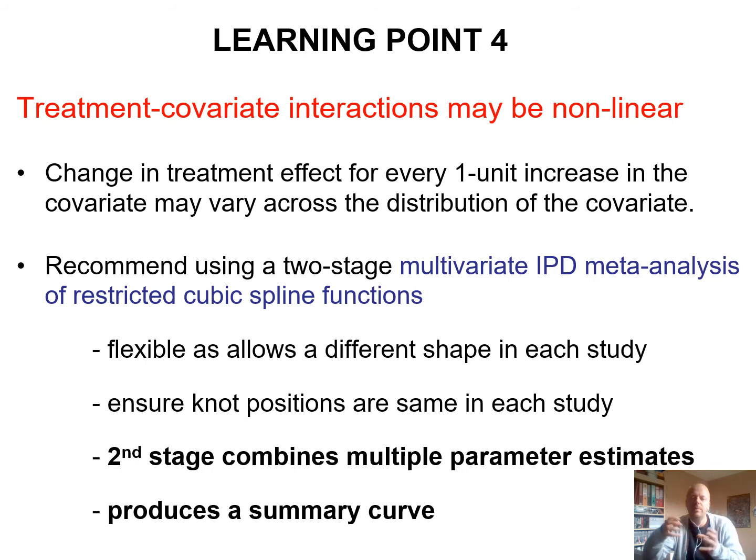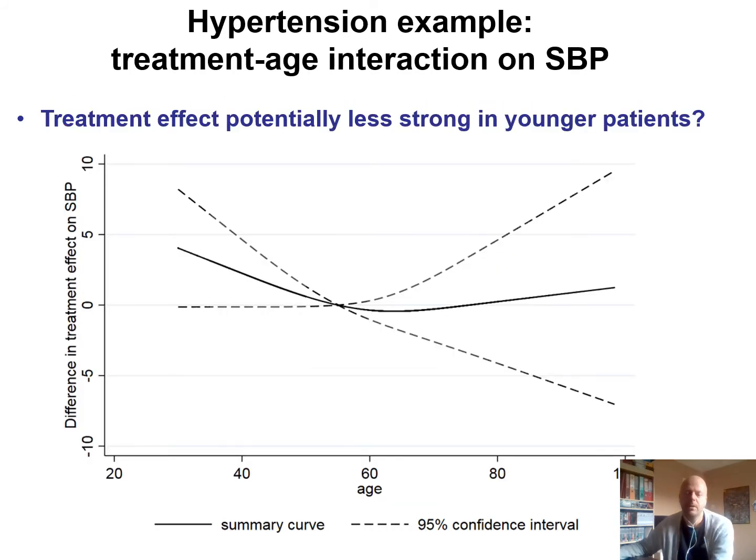And ultimately, the summary will lead you to give a summary curve and not a summary estimate. So let's go back to our hypertension trials and see whether there's a relationship between age and the treatment effect on blood pressure. I'm going to choose a reference group of 55 years old.